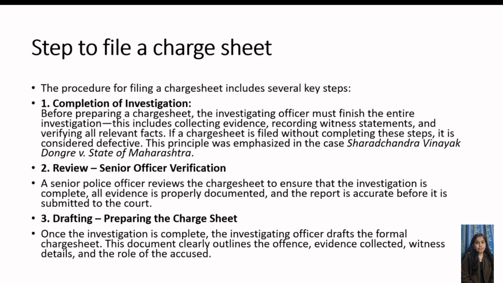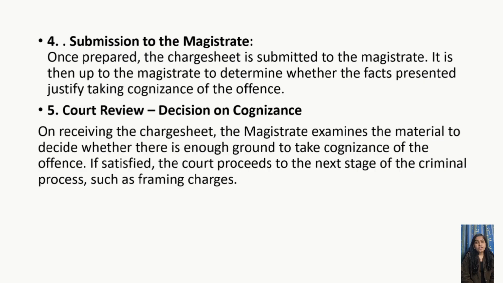As you can see in the next slide, there are the steps to file the charge sheet. This process contains 5 steps. First, investigation. The police officer gathers evidence and records statements. Second, review. The senior officer checks the completeness. Third, drafting. The police officer prepares the official charge sheet. Fourth, submission. The charge sheet is submitted to the magistrate or the court.